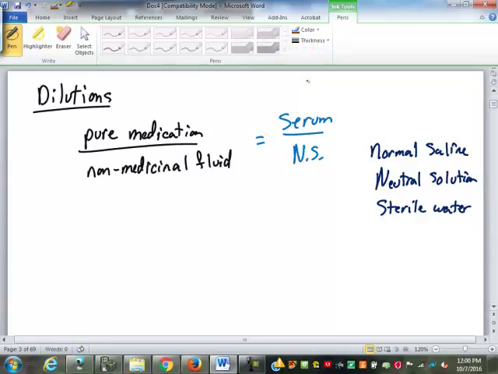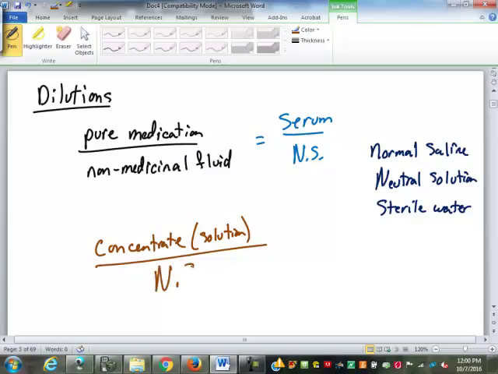The other type of dilution we can run into is we can have a concentrate. Now by concentrate, it is already a solution. It just has a higher concentration than what we desire. And we can dissolve it into that fluid again, NS. For the sake of simplicity, we're going to refer to that concentrate as serum in most cases as well. All this is, we're taking a medication that's already dissolved into a fluid at a higher concentration. We're lowering its concentration by dissolving it into more fluid.